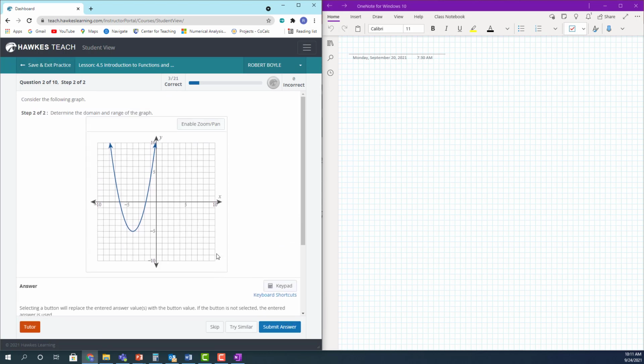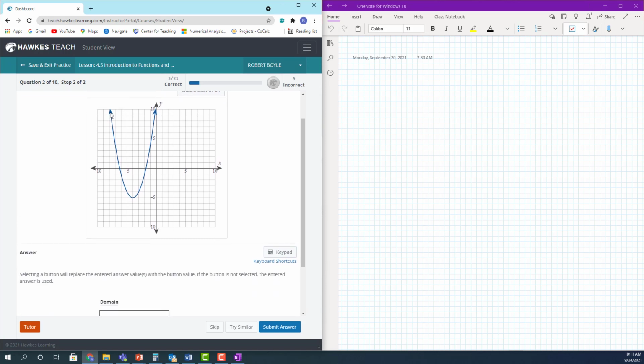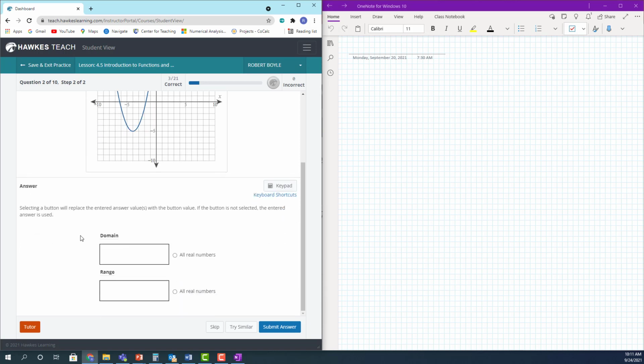Now notice for the domain, this line is going up and to the left forever, which means it's going to include values of x that are negative 10, negative 20, all the way down to negative infinity. Further, the arrow to the right is going up and to the right forever. So it's eventually going to hit 5, 10, 100, all the way up to infinity. So the domain of this graph is all real numbers, and we will click all real numbers down here.